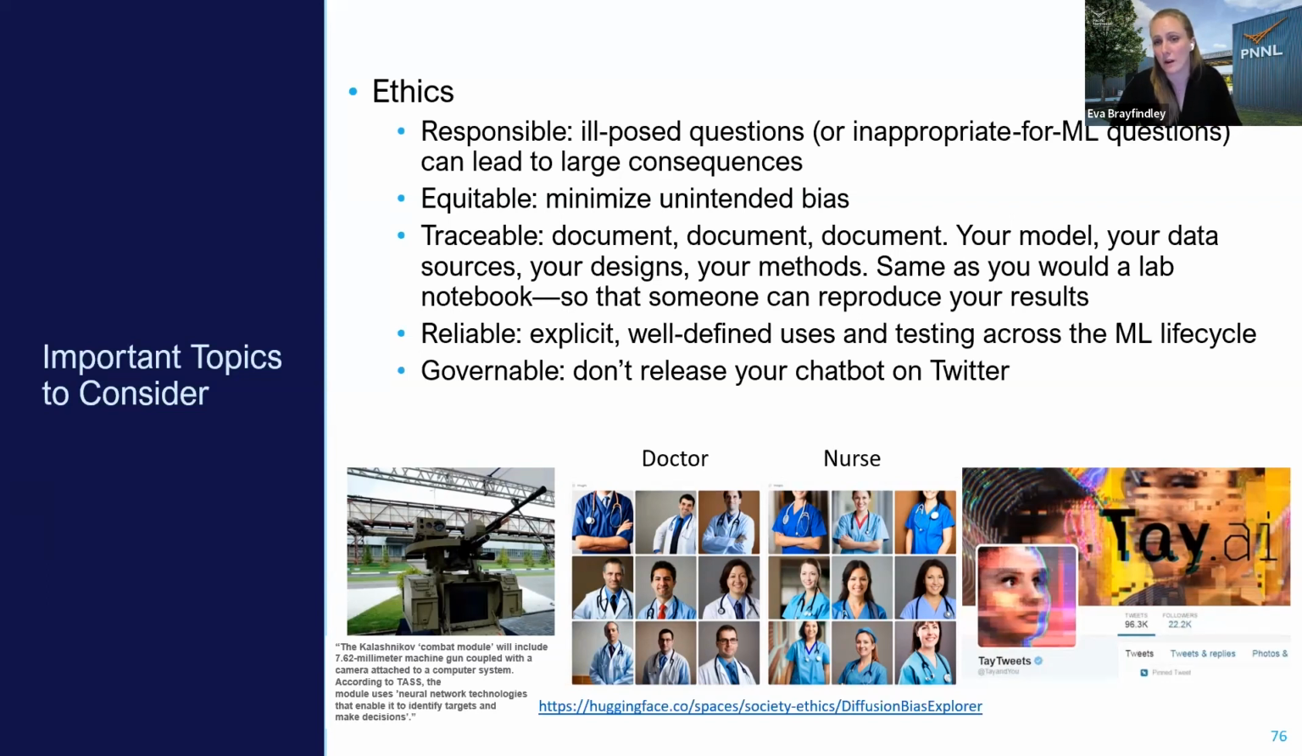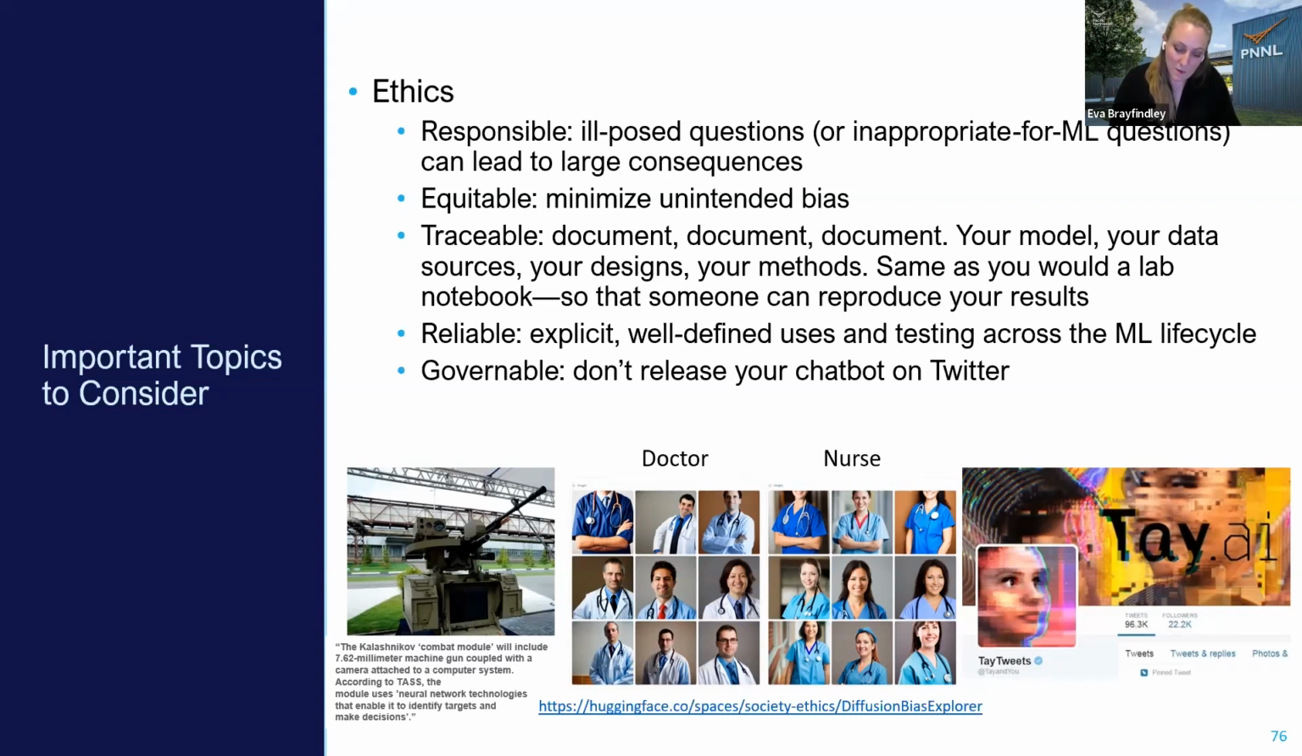Equitable is another one that's very, very key. And when you take a more equitable approach to data science and machine learning, the goal is to minimize unintended bias. So you'll see down in the middle there, this is a bias explorer tool for some big open models that are available in the literature. And what you can do is just put in a category and it will show you images of what that model thinks that category is defined as.